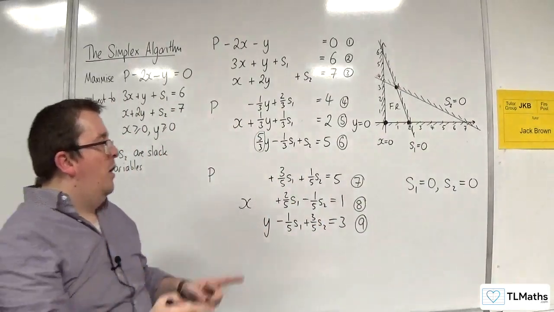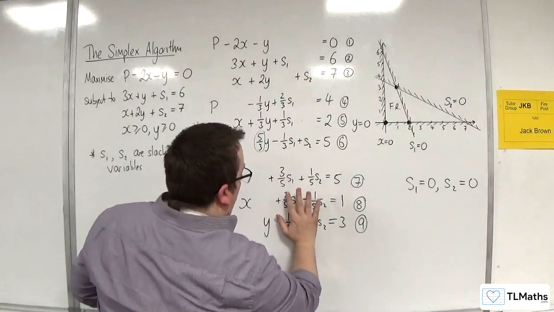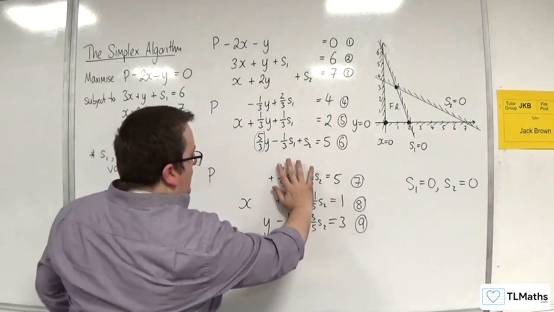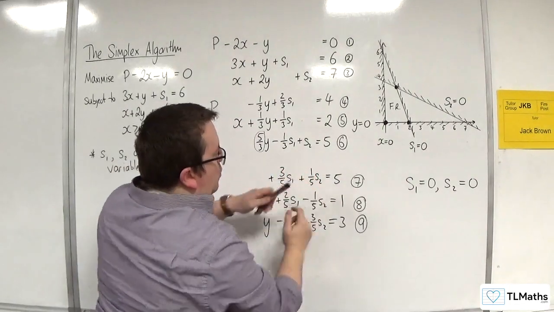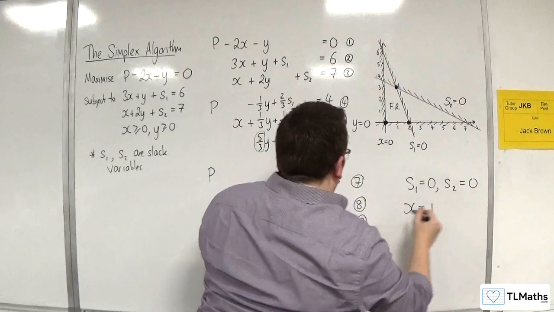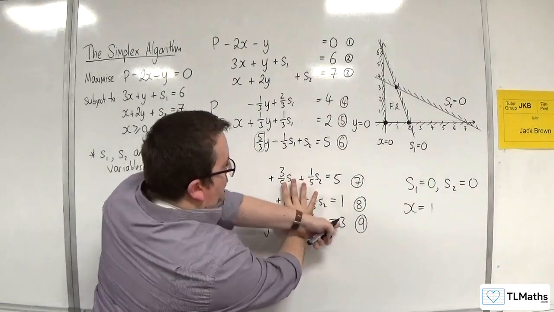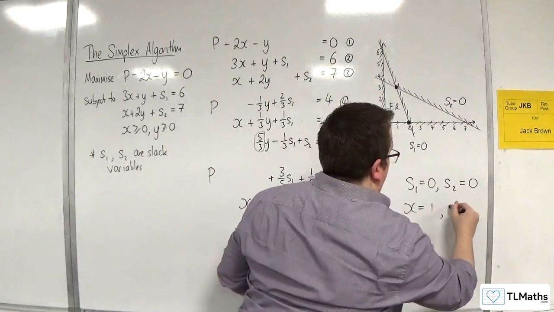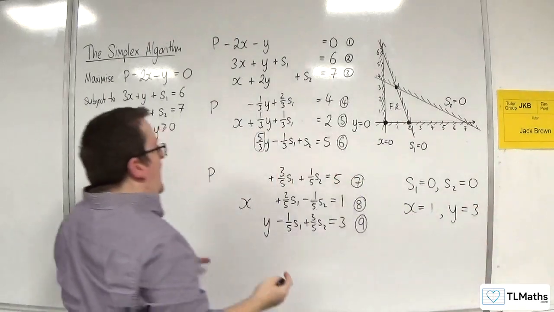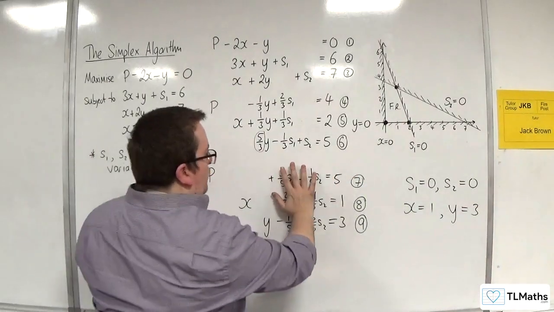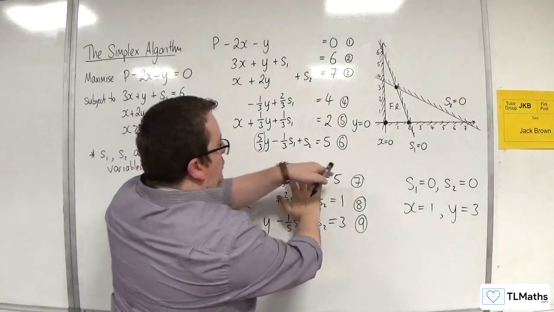Whereas the X and the Y, if they're both 0, all of that is 0. The X would be equal to 1 and the Y would be equal to 3. And the P, because S1 and S2 are 0, is equal to 5.